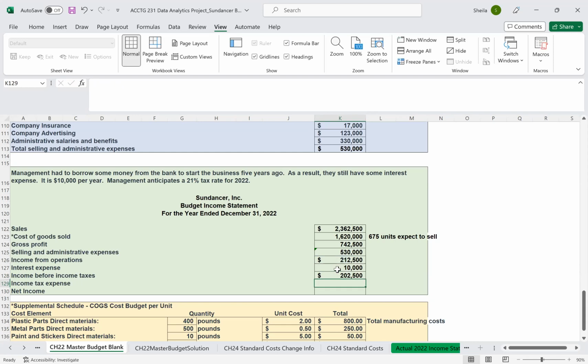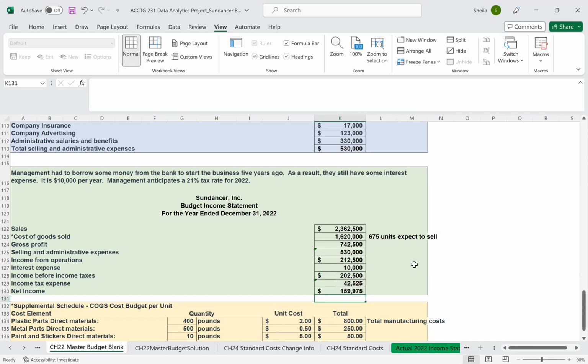And this is what I'm going to calculate my tax on. So we anticipate a 21% tax rate. So if I take that times 0.21, the taxes on my income I've generated is $42,525. Subtract that and I get my final bottom all-in net income.